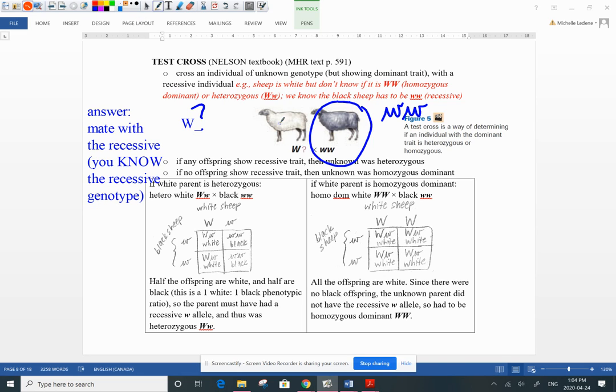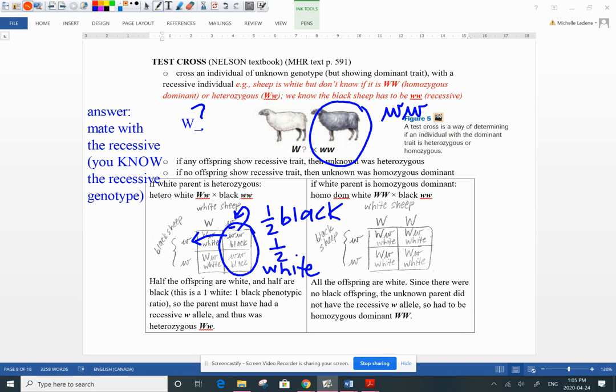So when we do a cross of the white sheep by the black sheep, we have to look at the offspring. So if you get any black offspring, then you know that the parent, the mom, the white, the unknown, had to be heterozygous. Why? Because one copy, one little w recessive allele had to come from mom, and the other little w had to come from dad. So here, half of the offspring are black, the recessive, and the other half are white. Why is that? Because the mom had a recessive allele.